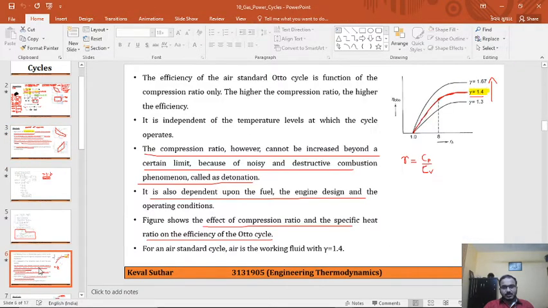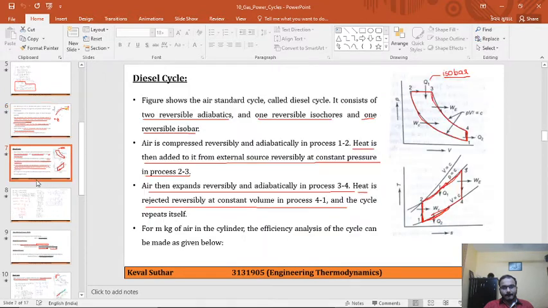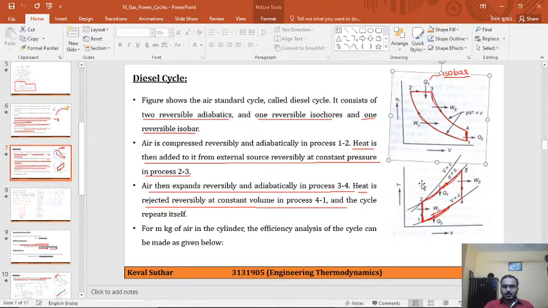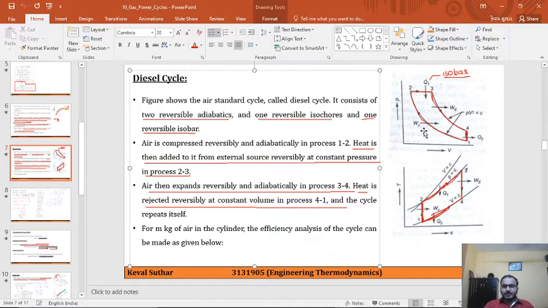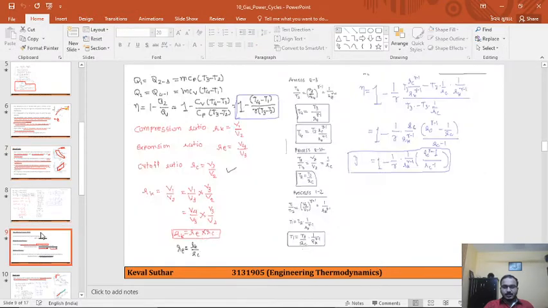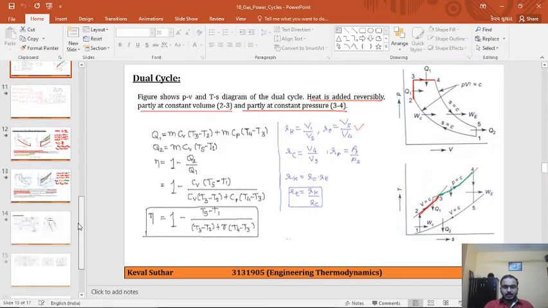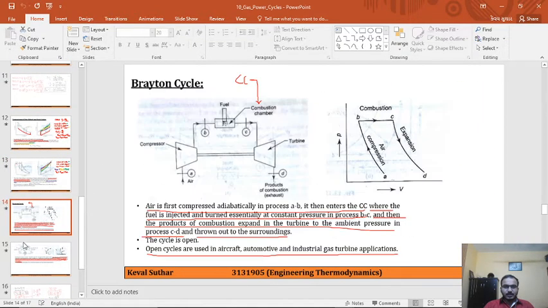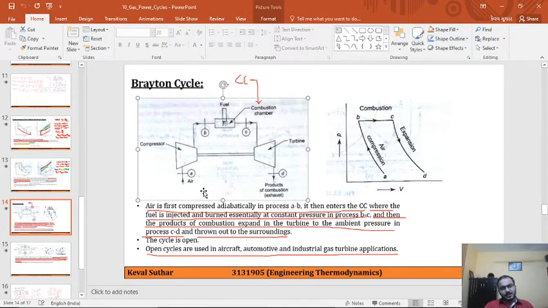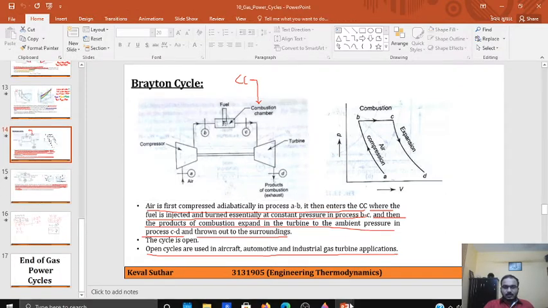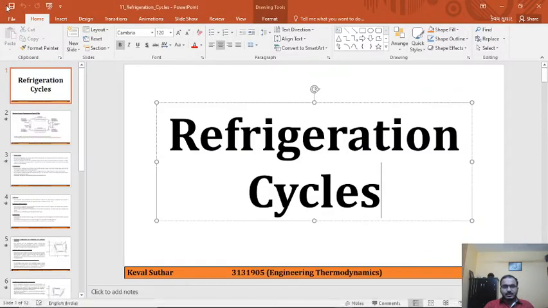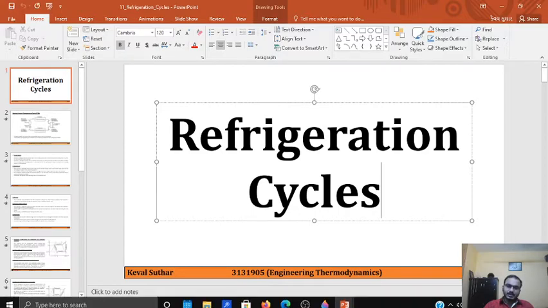Here in the diesel cycle also, our objective is to obtain the network output to run vehicles. The next one was the dual cycle, and then we studied the Brayton cycle, which is used in aircraft engines. Here also we are getting work output which helps us to propel the aircraft. Now our next chapter, that is refrigeration cycles, is a slightly different kind of cycle than the previous two.